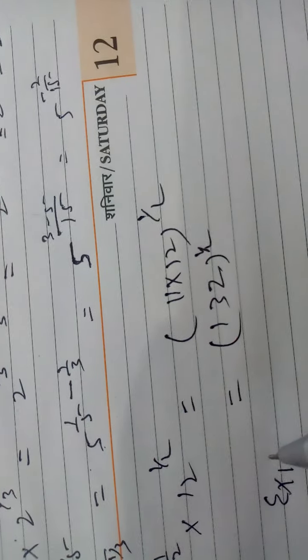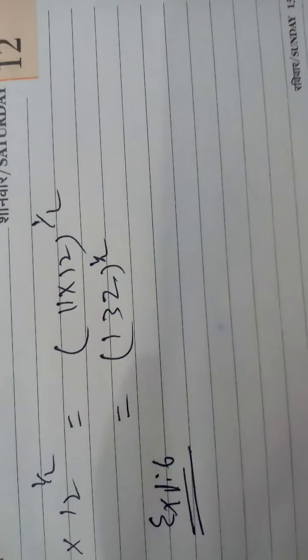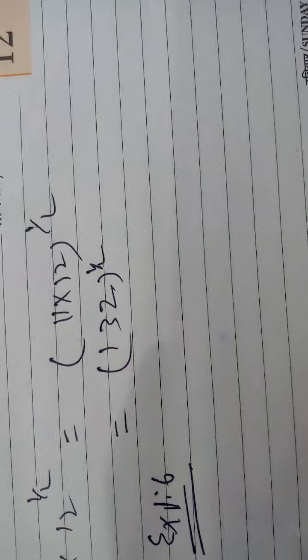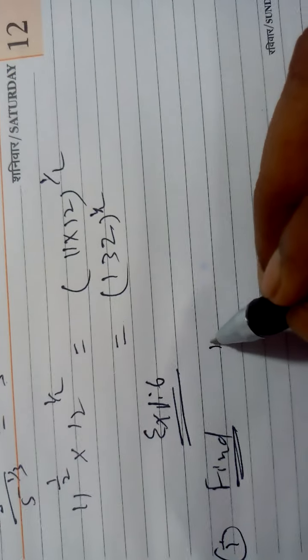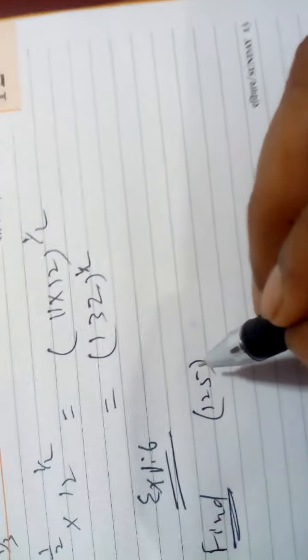Exercise 1.6. In exercise 1.6, the first question is to find the value. It has 3 parts. One part I am telling you: 125 power 1 by 3. The other parts you write yourself.